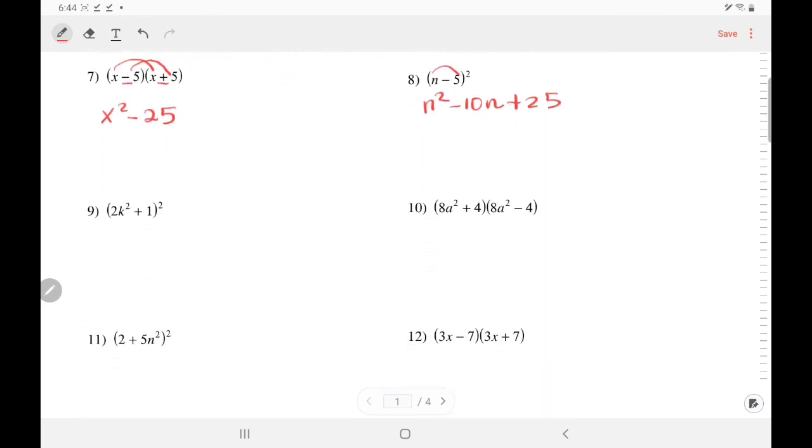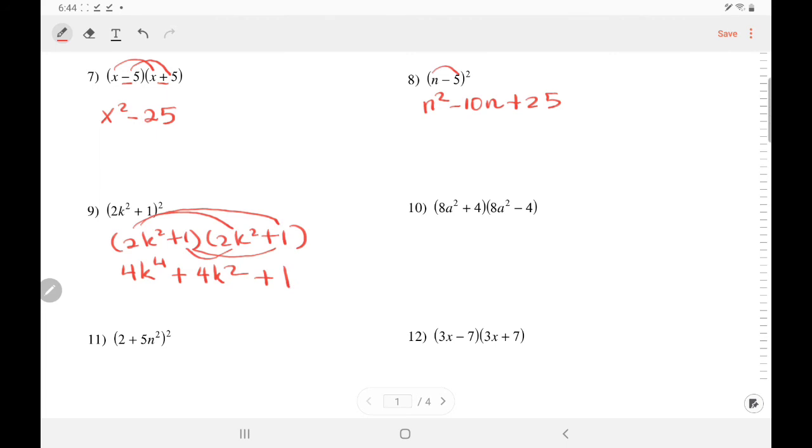Number 9 is a little bit more. So if it helps, write it twice. So 2k squared plus 1, 2k squared plus 1. We're going to FOIL it. 2k squared times 2k squared is 4k to the 4th. Then you've got 2k squared times 1 and another 2k squared times 1. So there are two of those. So now we have 4k squared. And 1 times 1 is 1.